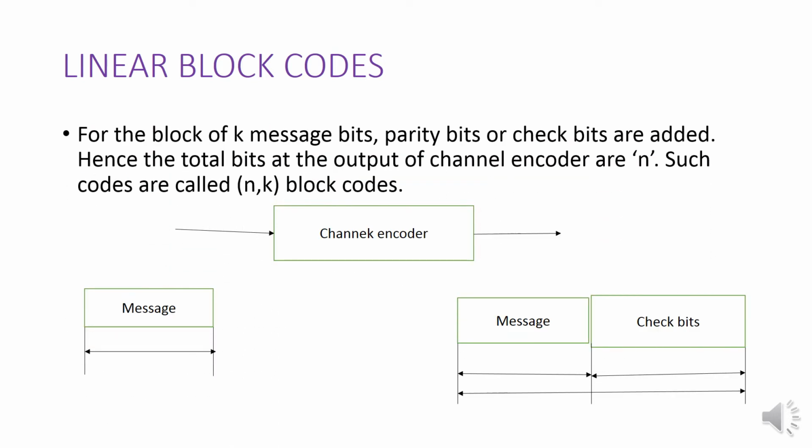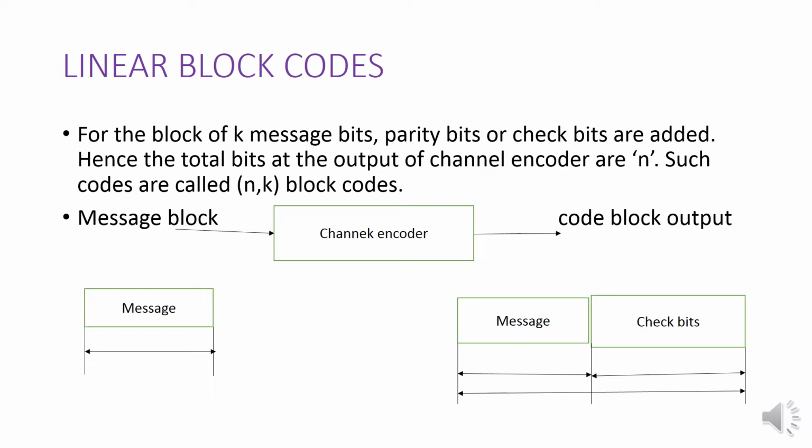Linear block codes. First, what is meant by linear block codes? For a block of k bits, the parity bits or check bits are added. Hence, the total bits at the output of the channel encoder are n. Such codes are called (n, k) block codes.